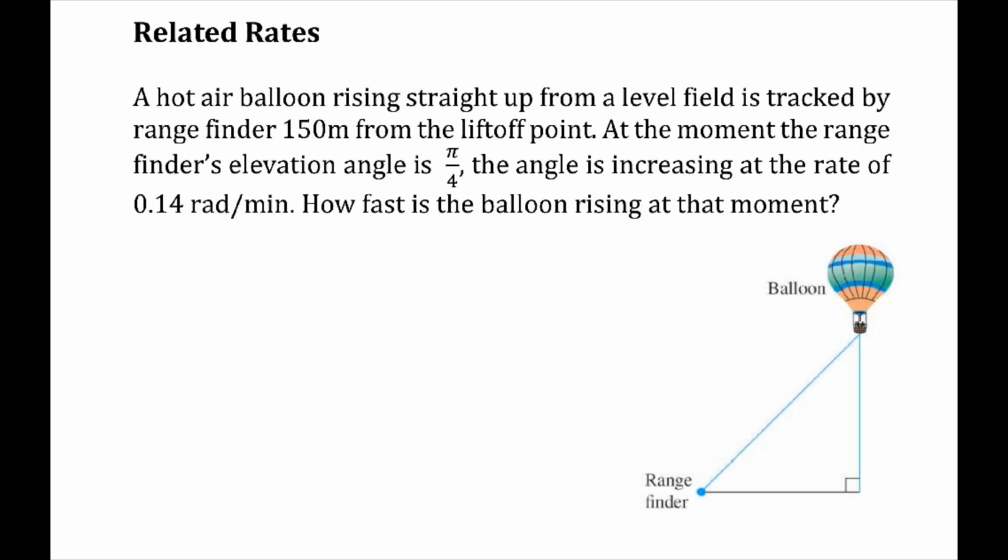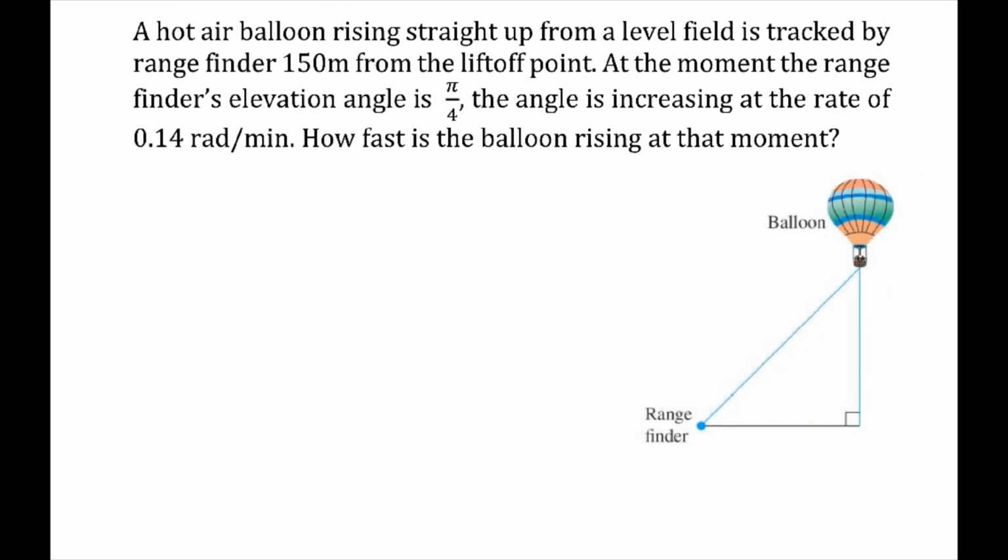So let's read this question. A hot air balloon rising straight up from a level field is tracked by a ranger. So here is a ranger, and there is a hot air balloon that is rising. Now, just a quick check on certain things here. A vertical displacement is called y, and the horizontal is called x. So that's common sense. So now we need to agree on these things. So this is basically y and this is x, okay?